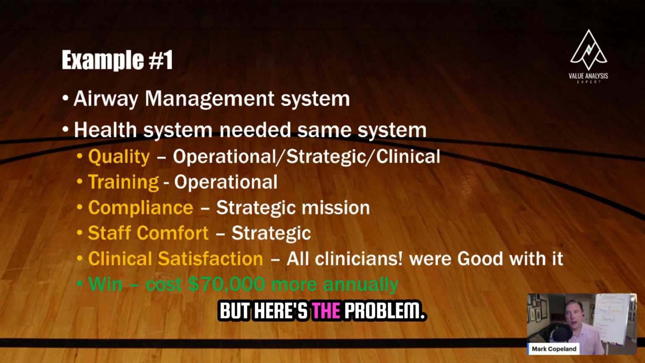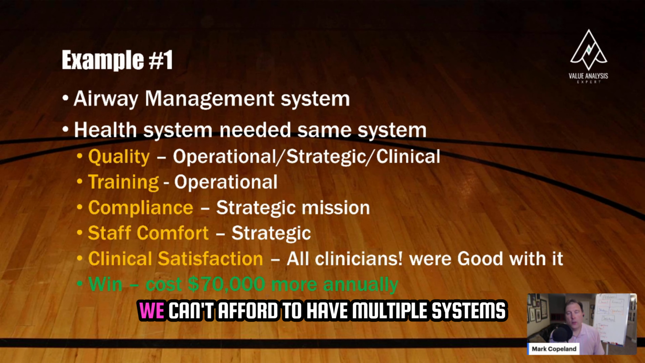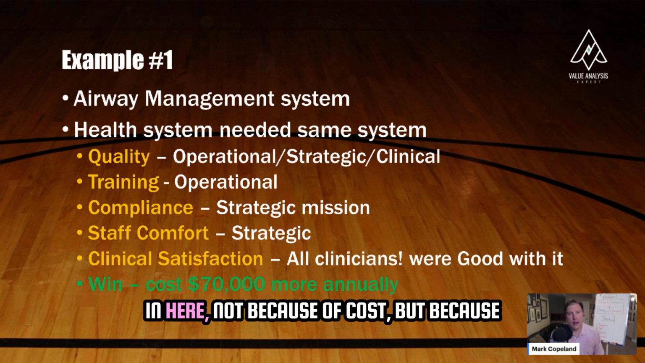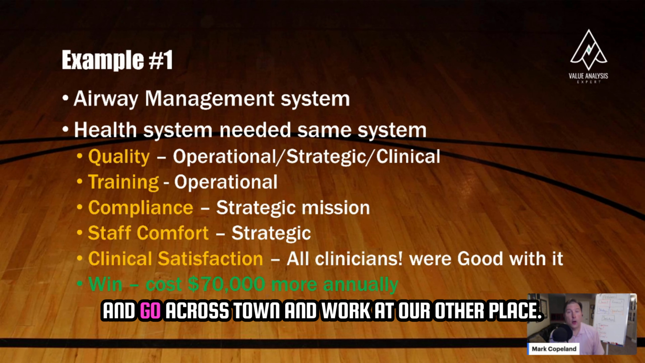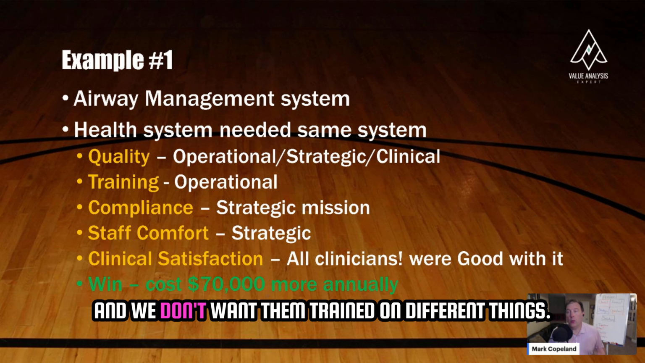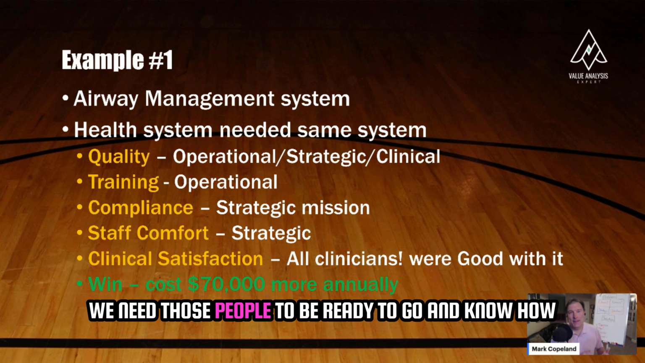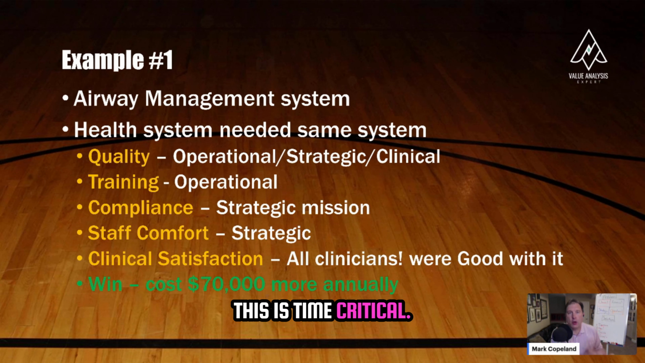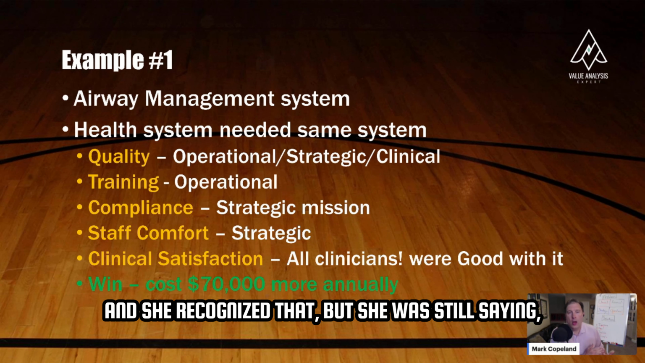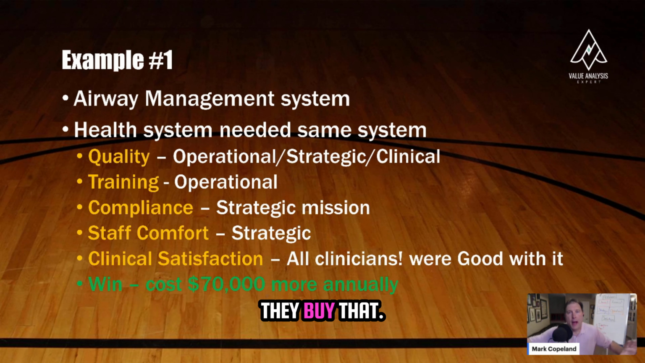But here's the problem. We can't afford to have multiple systems in here, not because of cost, but because we have employees that work at different ICUs and go across town and work at our other place. And we don't want them trained on different things. If you have an emergency airway, we need those people to be ready to go and know how to turn it on and use it immediately. This is time critical. And she recognized that, but she was still saying, well, ours is better, it gives better visibility. I'm like, they buy that.